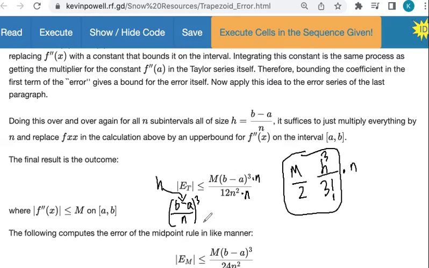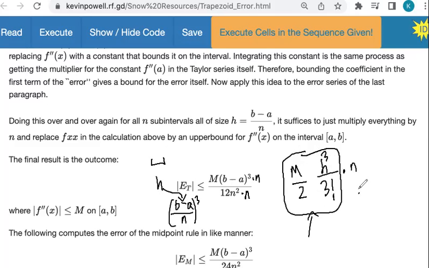Each subinterval has this as a length, b minus a over n. So I'm letting h be equal to the length of one subinterval. One subinterval has this length because we have b minus a, which is the total length, and divide that into n pieces. How big is each piece? It's b minus a over n. So this is the size of each piece, which I'll label as h. On one of those, this right here is actually an upper bound for the error on one subinterval.